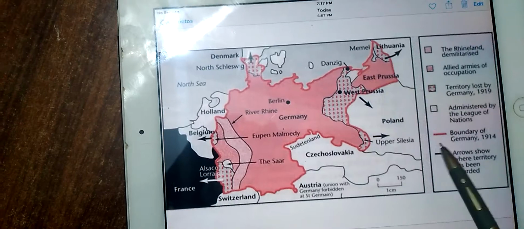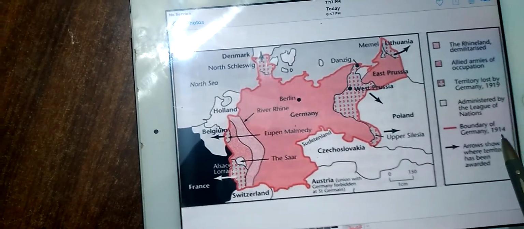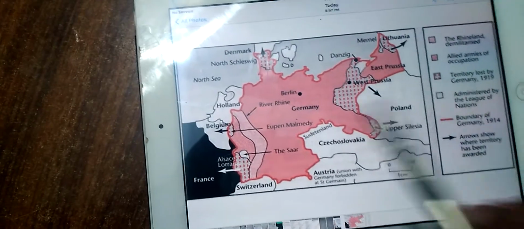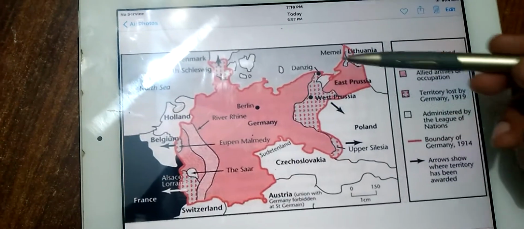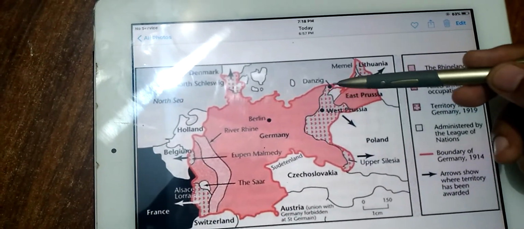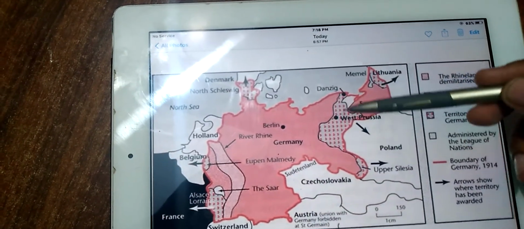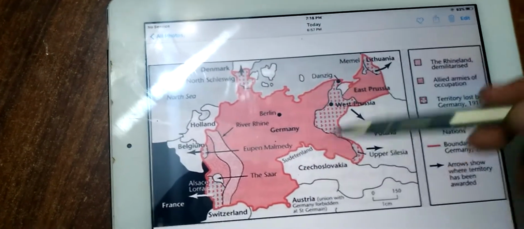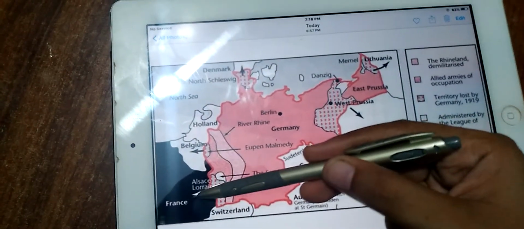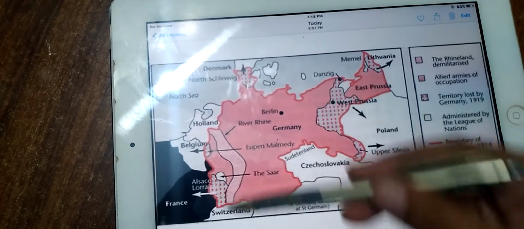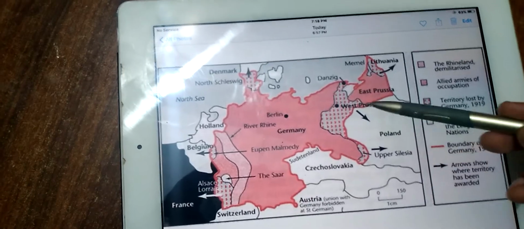Here you can see that this red boundary shows the boundary of Germany before 1914. This area, which was already part of Germany, was taken under the control of international law. And here you can see the Saar, which was taken by France, and Alsace-Lorraine was lost by the Germans, and West Prussia was lost as well.